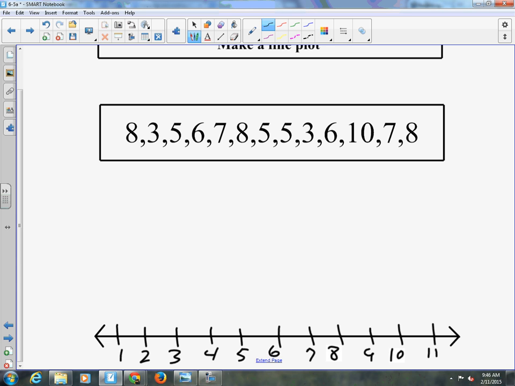Watch this. This is the complicated part. We have an 8, right? Put an X there. We have a 3. Put an X there. We have a 5. Put an X there. We have a 6. Put an X there. Yep. We have a 7. Put an X there. We have an 8. Oh, put an X up above it. We have a 5. Put an X above it. Oh, another 5.